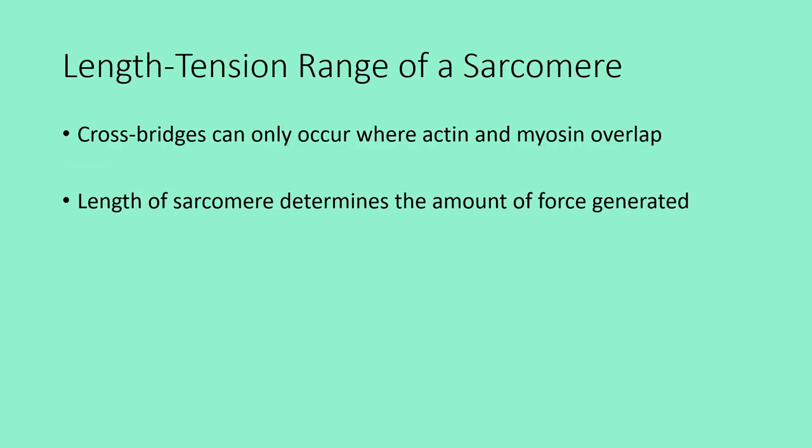In terms of the length and the tension range of a sarcomere, cross bridges are only going to occur where the actin and myosin overlap. That makes sense. If they don't overlap, they can't reach each other to have the cross bridge occur. The length of the sarcomere will determine the amount of force that's then generated.